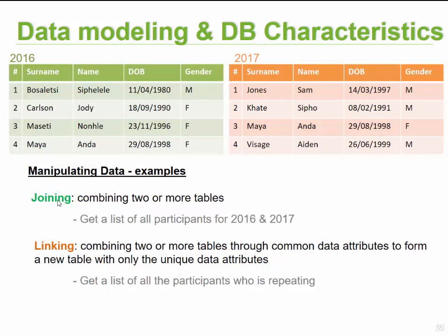Coming to joining. Now in this case we're working with multiple tables, so I've added an extra data set. So we've got, let's say for argument's sake, information or data for 2016 and then data for 2017. So joining is where we're combining 2 or more tables. So I can say, give me a list of all participants for 2016 and 17. So what the system will do is it's going to take each of these tables and combine them together. So you're going to end up with 8 records.